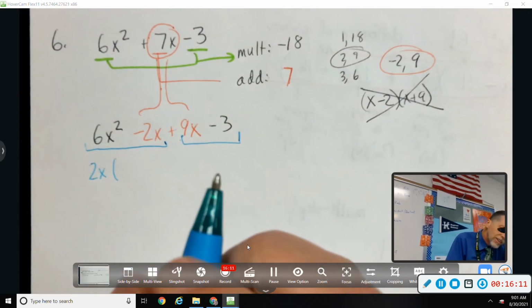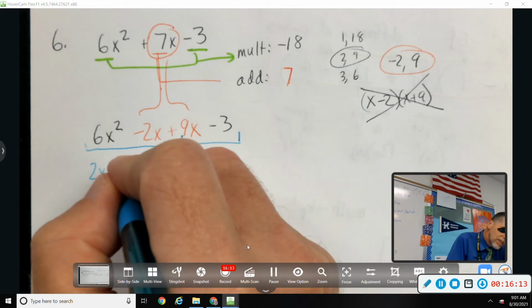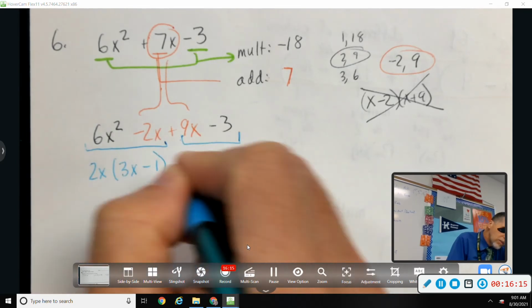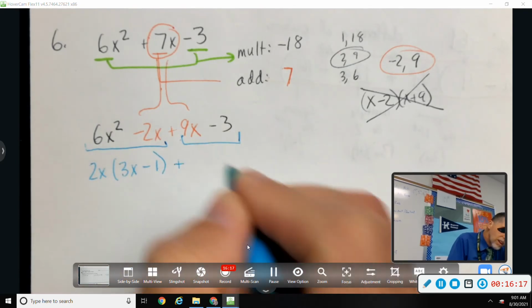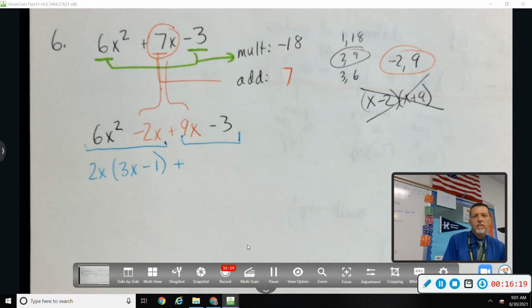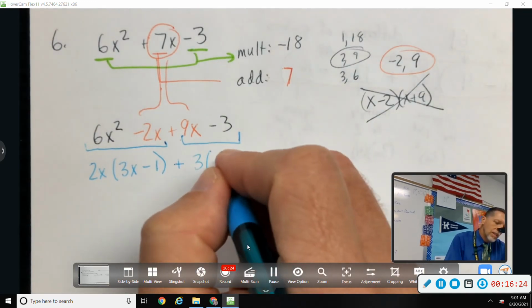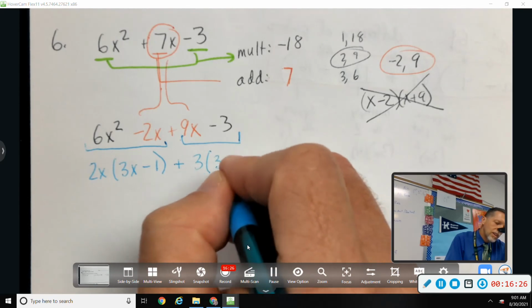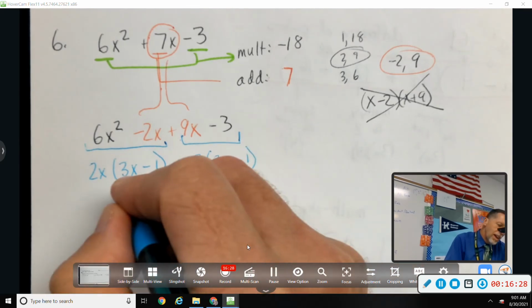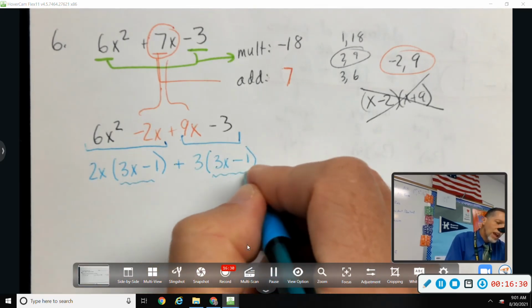So factor out a 2x, 3x minus 1. Factor out a 3. That leaves... And if your leftovers are the same, you know you're doing it right.